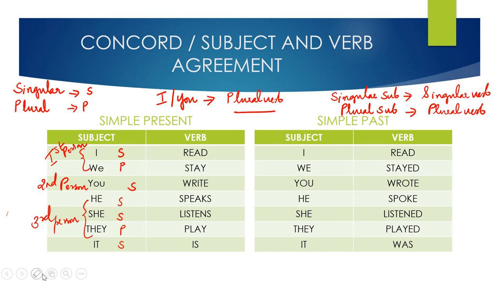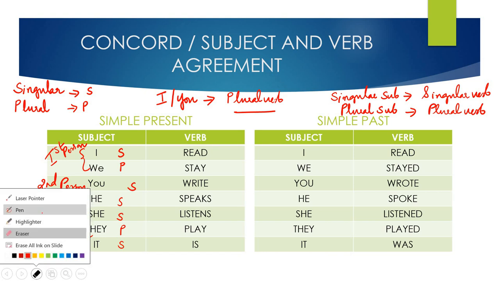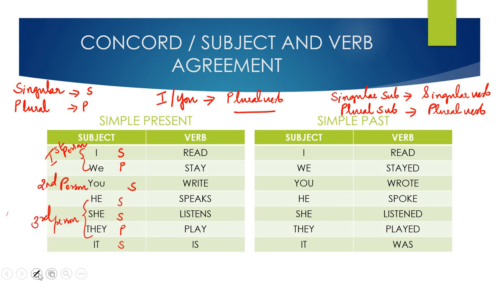Why? Why have we used it so? Understand that yes, we have added S to the word speak because he is singular, that should be followed by a singular verb. So a singular verb will always add S to it. She listens. Why listens? Because yes, we add S to listen because it shows that it is a singular verb.